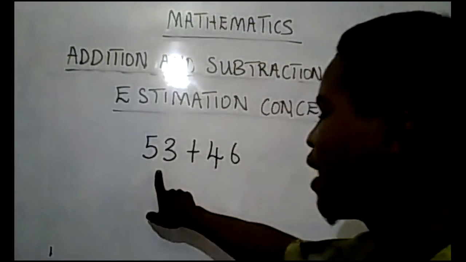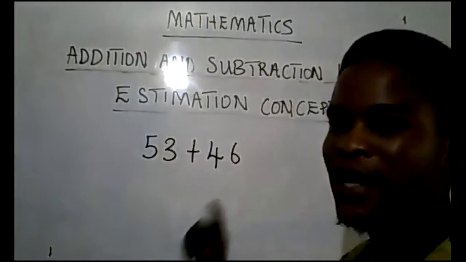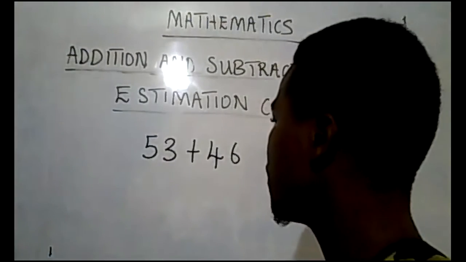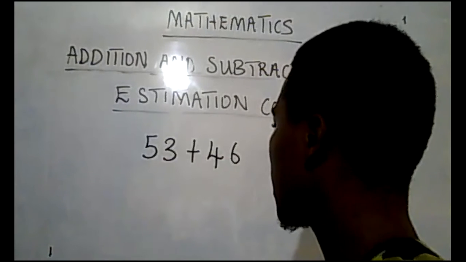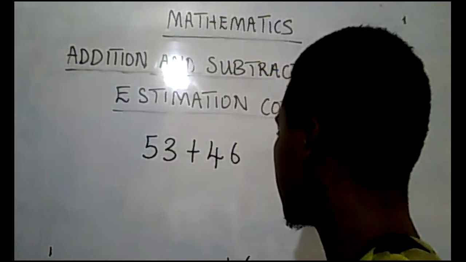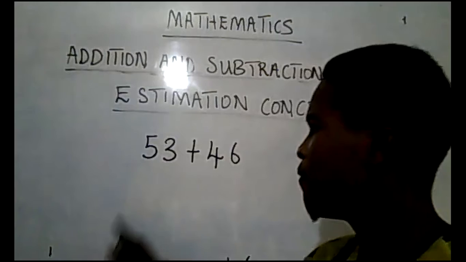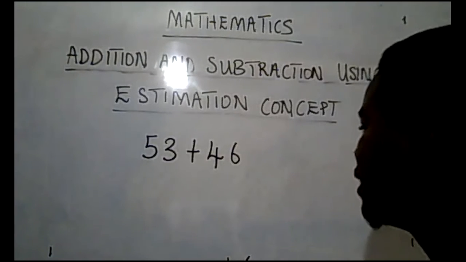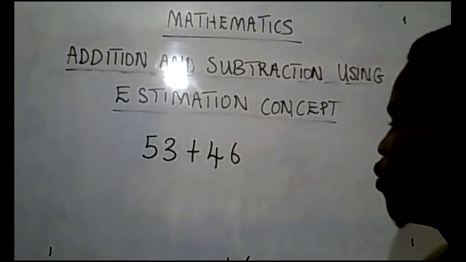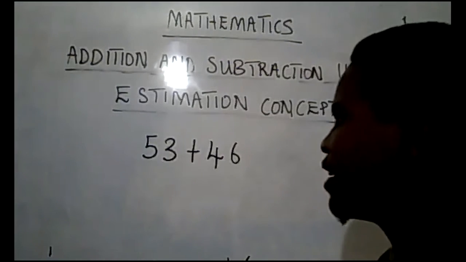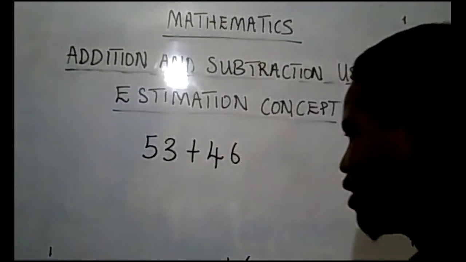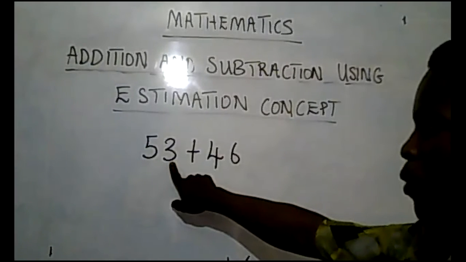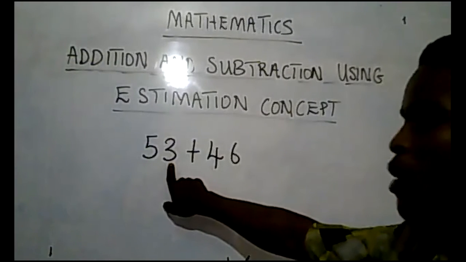Now, we have 53. How do we convert this 53 to the nearest 10? Don't forget that 53 is in between 50 and 60. Now, we are going to look at which of these figures 53 is closer to. Is it 50 or 60? Look at the figure we have here. This is what is determining it. We have 3 here.